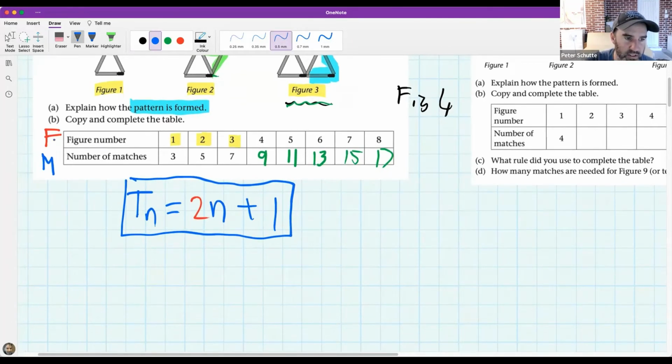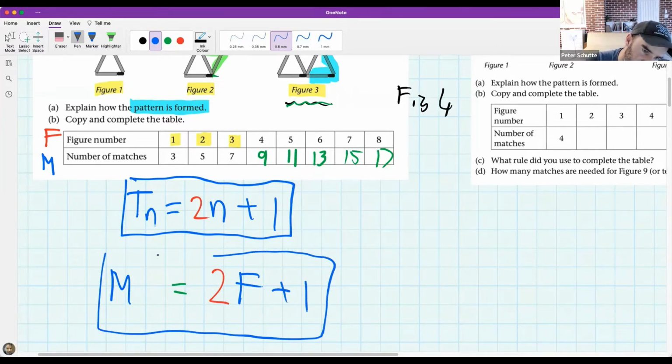Sometimes we could use F for the figure number, and we use M for the number of matches. Then this formula could be written like this. We would write it as F for the figure number, and then we'd write M for the number of matches, and we'd still put the 2 in front, and we'd still put a +1 here. But sometimes in number patterns, you will see the formula for a relationship, especially if the relationship is based on a picture. Instead of using T and an N, they use letters to represent, like F for figure number, or if it's pictures, they might say P for pictures.